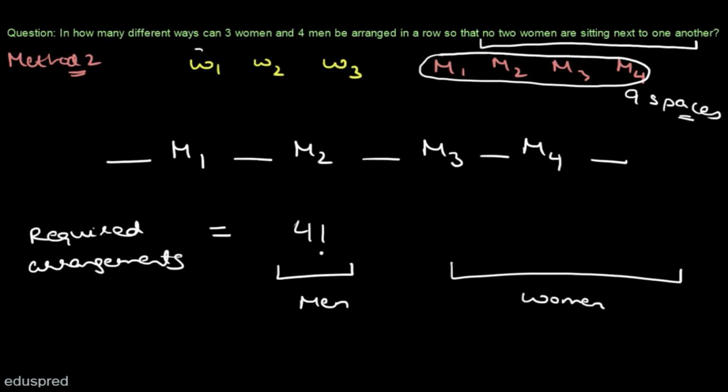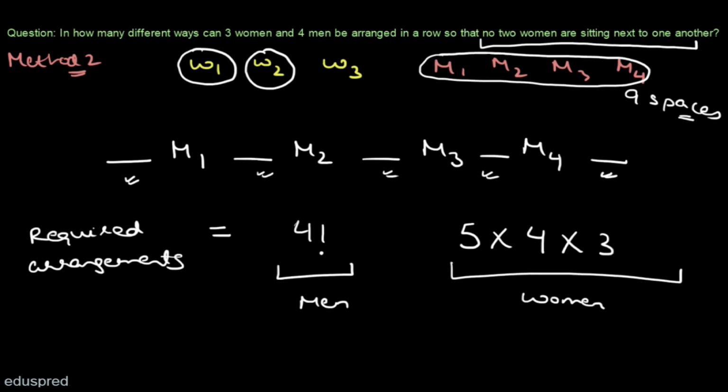So let's talk about this woman first. If we talk about this woman, she has 1, 2, 3, 4, 5 places. So this woman has 5 places to choose from. So we can write 5. And as soon as this woman takes one of these places, the second woman will have a choice of 4 places. So 5 multiplied by 4. And now the third woman will have a choice of 3 places. So 5 multiplied by 4 multiplied by 3.